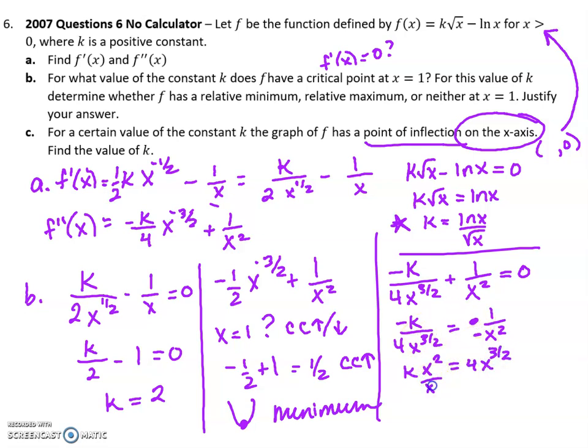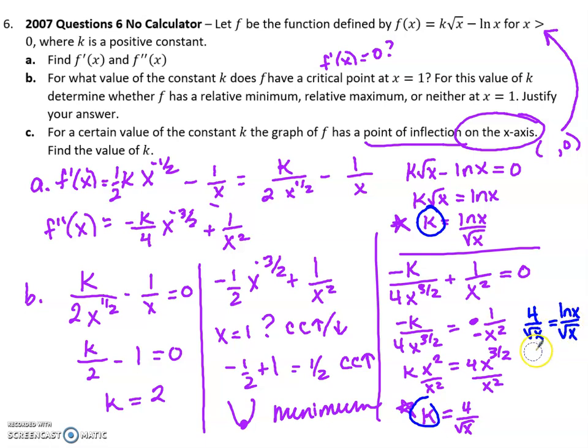I'm going to divide both sides by x squared to reduce. It's not going to completely cancel, so it's okay to do. Here I end up with 4 over x to the 1 half, or root x, if you will. And so now this is why I can solve this. This one is a little tricky. Now that you know that these are both equal to k, you can set them equal to each other. So I can set 4 over root x equal to ln x over root x.